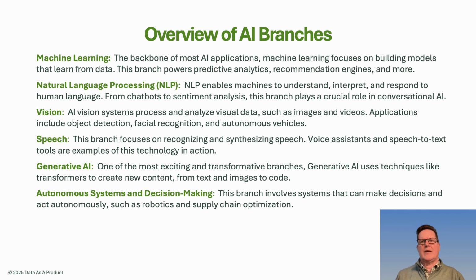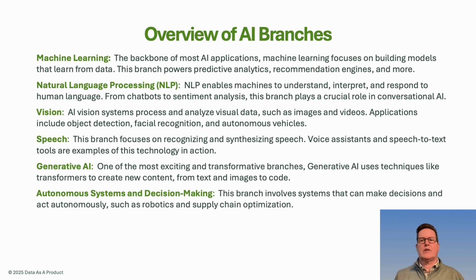AI is a broad and dynamic field, and it encompasses several branches, each with unique capabilities and applications. As an AI product manager, it's going to be essential to understand each of these branches and to identify which technologies best solve the specific problems that you're working on. So here's an overview of the 6 main branches of AI.